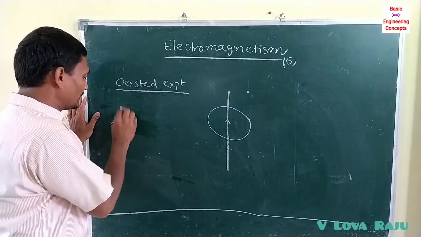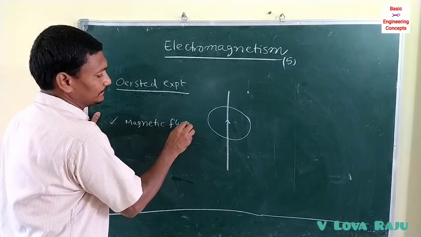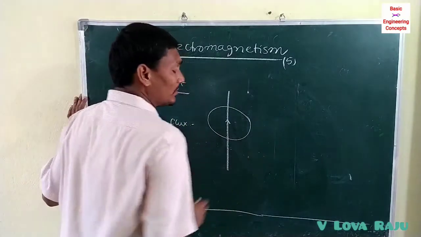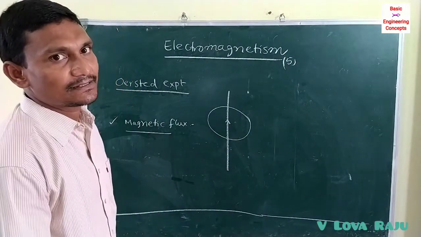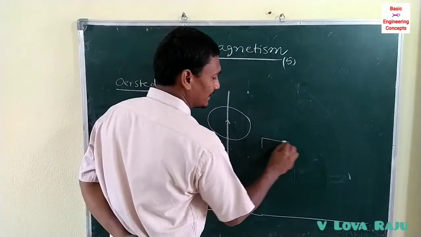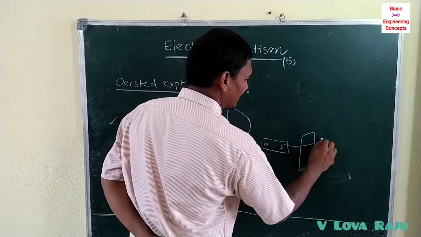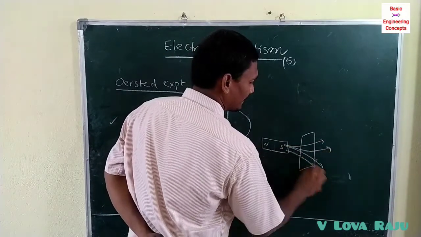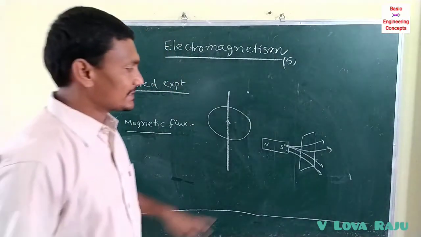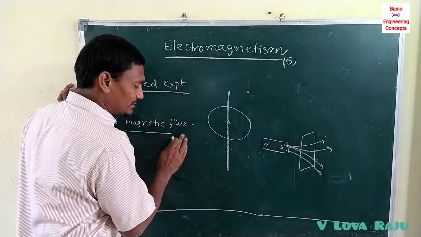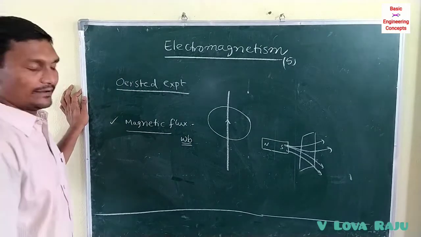Okay. What is magnetic flux? The number of magnetic lines of force passing through a given surface area is called magnetic flux. This is a bar magnet. This is a given surface area. The magnetic field lines will cross through the given area. This number of magnetic lines crossing a given area perpendicular to its plane is called magnetic flux. The SI unit of magnetic flux is Weber.